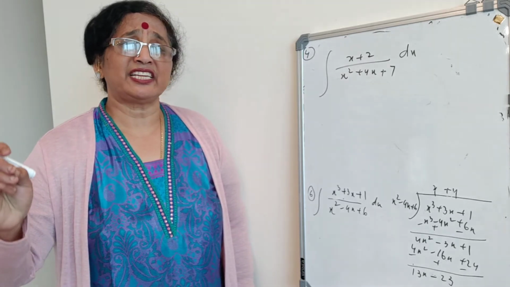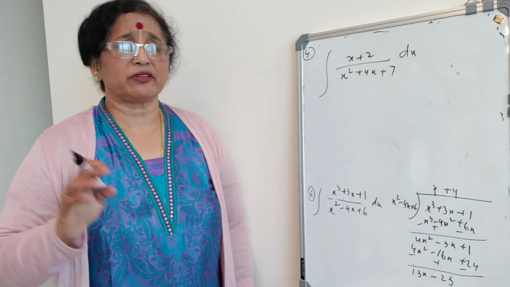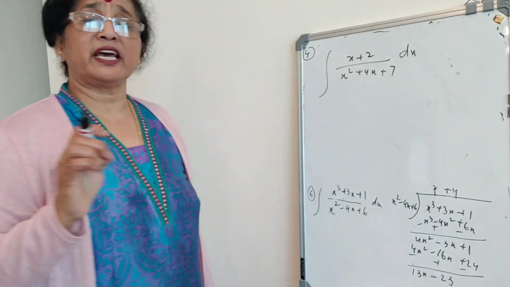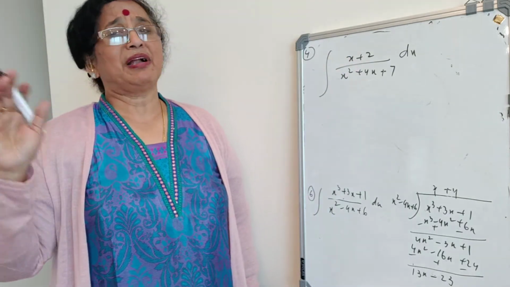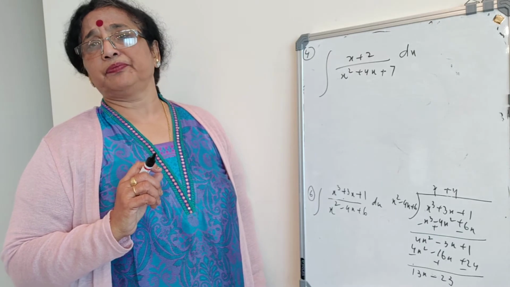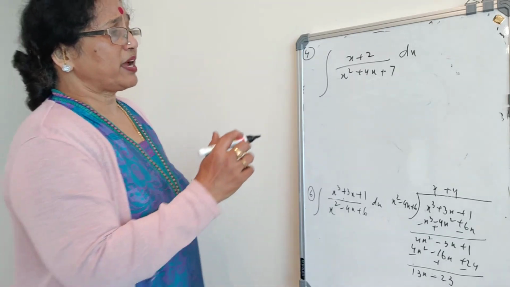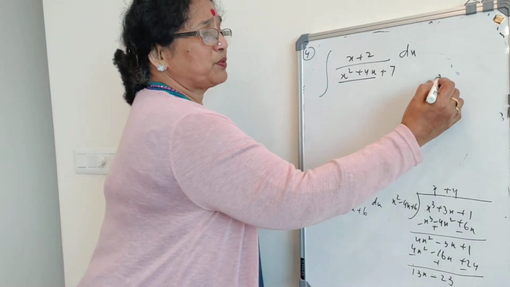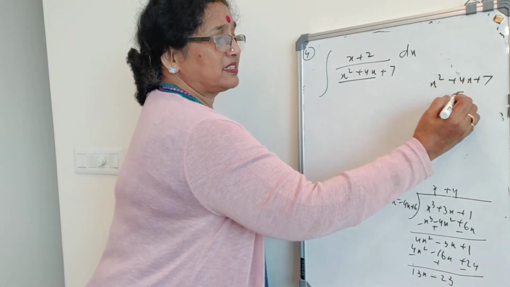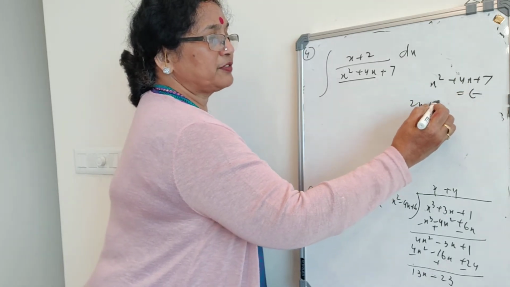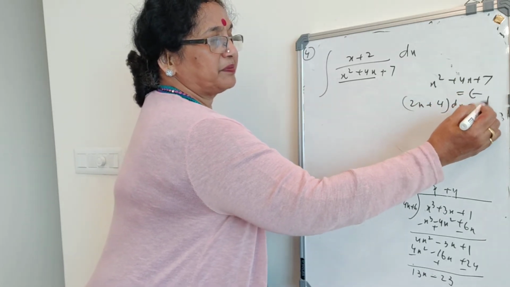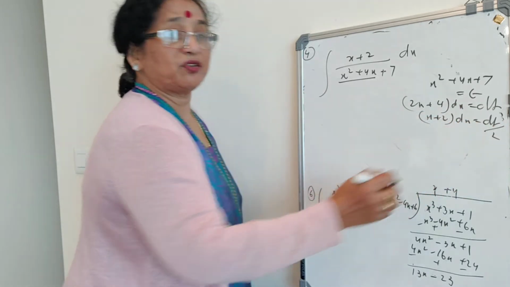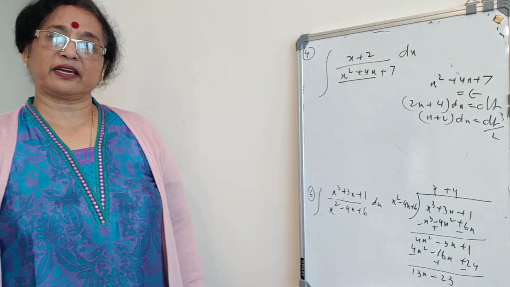X plus 2 equals L times denominator, whatever. So not taking that way, or taking numerator as a constant plus some multiple of the differentiation of denominator, right? Instead of that, this is directly substitution, children, because when you have x square plus 4x plus 7 as t, you get 2x plus 4 dx is dt. So x plus 2 dx is dt by 2, taking 2 common.